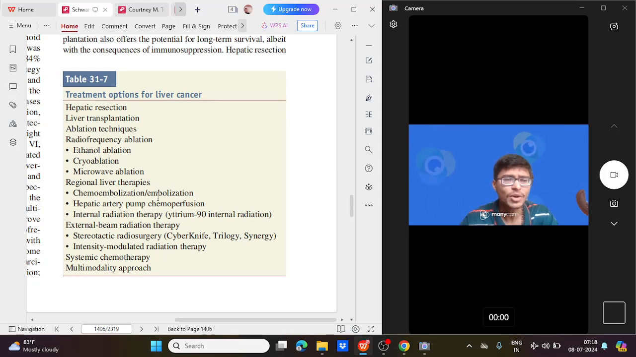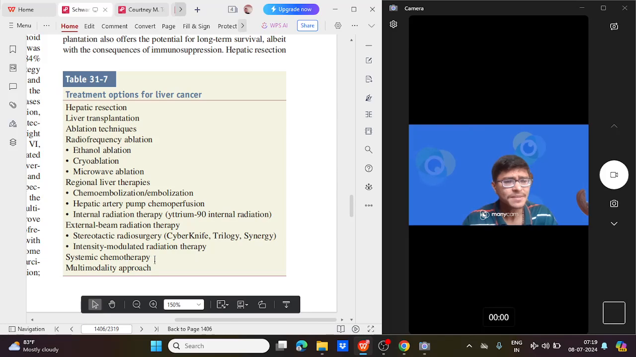in the form of chemoembolization or embolization, hepatic artery pump chemoperfusion, internal radiation therapy with the help of yttrium 90 internal radiation, external beam radiation therapy in the form of stereotactic radiosurgery, CyberKnife, Trilogy, or Synergy, intensity modulated radiation therapy, that is IMRT, then systemic chemotherapy and multimodality approach.